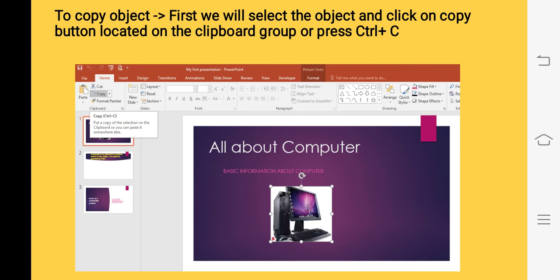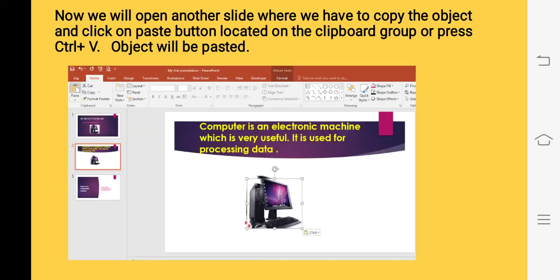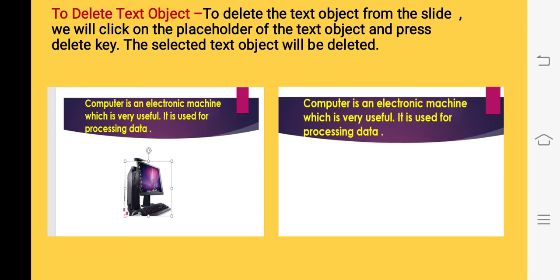To copy the object, first of all we will select the object and we will click on the copy button that is on the clipboard group. If we like, we can also use the shortcut key, that is Ctrl plus C. And now we will come to the other slide where we have to copy the object, and we use the paste button, or we will use the shortcut key Ctrl plus V. We will see the object will be pasted. Now the object will be pasted on the new slide also, and it will also be available on the original slide. So this way we can copy the object.